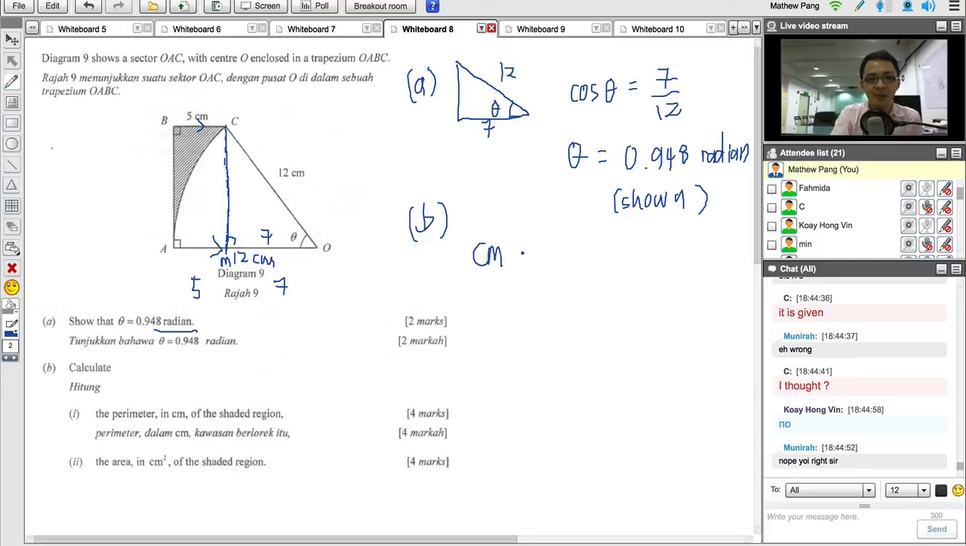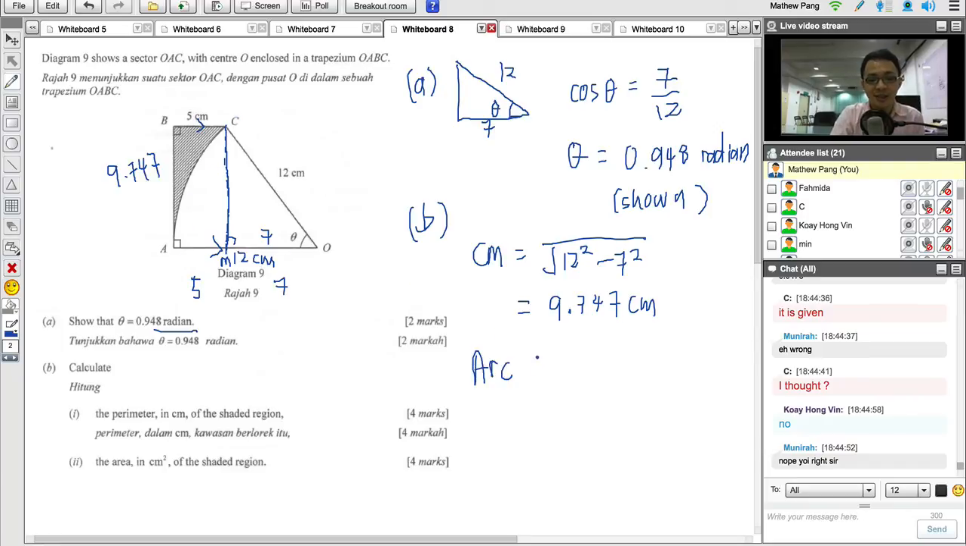So CM is very simple. It's just equal to square root of 12 square minus 7 square. I think it's 5, isn't it? 12 square minus 7 square. Oops, it's not 5. So square root of this one, maybe it's 9.747 centimeter. Alright, then I got the CM ready. AB is the same length as CM, right? So it's 9.747.